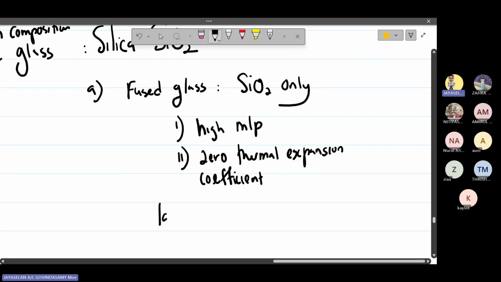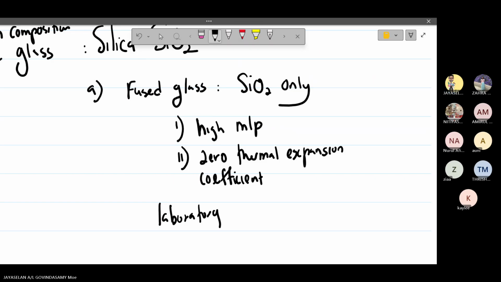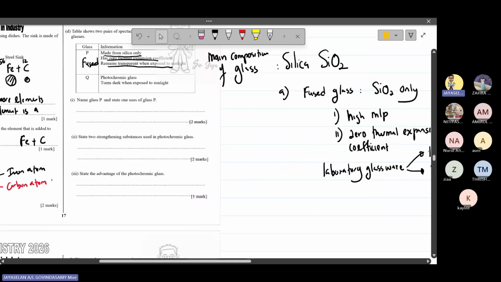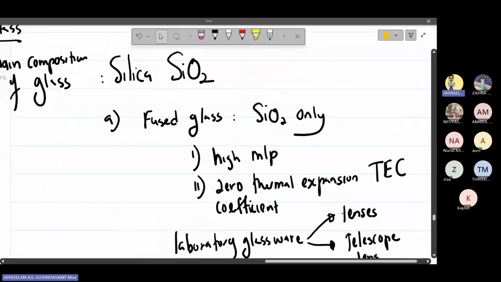Okay, it is used in what? Laboratory glassware. What are the glassware? Lens, microscope lens. One more, telescope lens. Understand? High melting point, zero thermal expansion coefficient. So thermal expansion coefficient, I write like this: TEC. Can you? Okay.